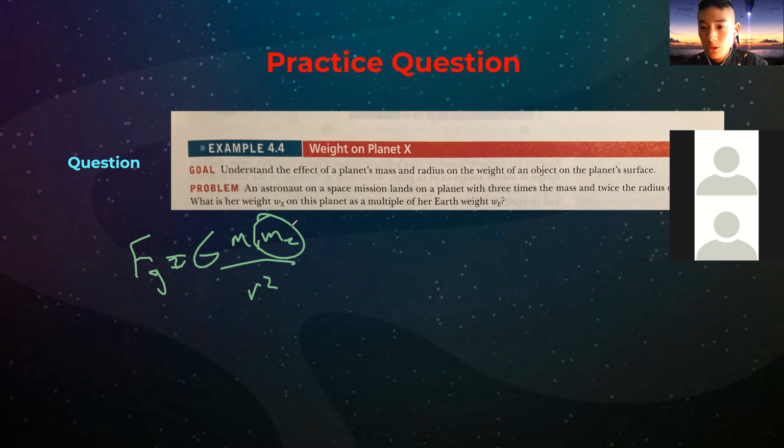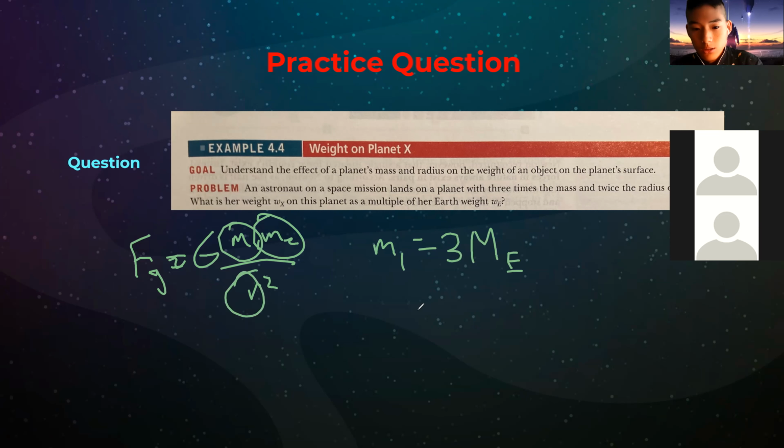It's like 2x plus 1. You don't know what x is unless someone tells you what it is, but you can find the equation, right? But we do know what M1 is. M1 is equal to 3ME, right? And we do know what R is. R is 2RE. R is just radius, M is just mass, and E is for Earth, all right?